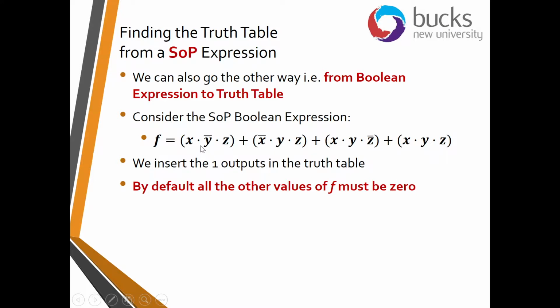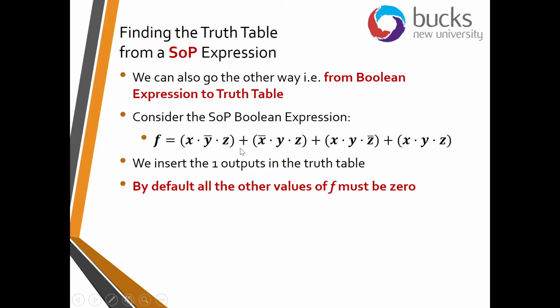Okay, so what I was going to say with sum of products, because we're looking for ones, this would be 1, 0, 1. And I know that's a 0 because it's NOT Y. Because we're looking for ones, it's not a 1, so it must be a 0. So 1, 0, 1. And this one must be NOT X, so that must be 0, 1, 1. And this one must be 1, 1, 0. And this one must be 1, 1, 1.